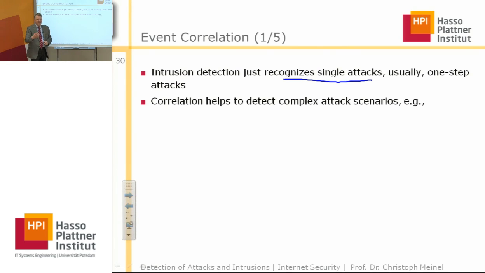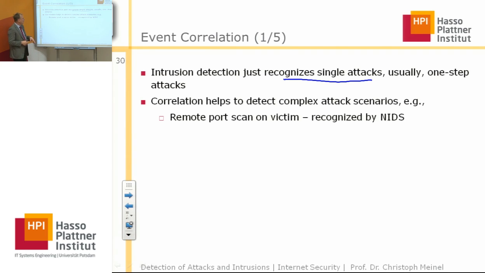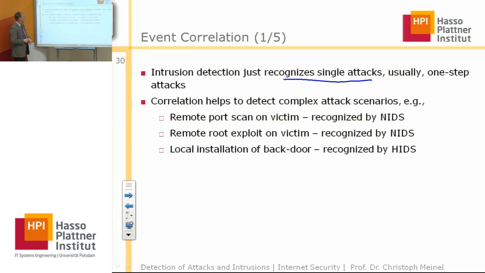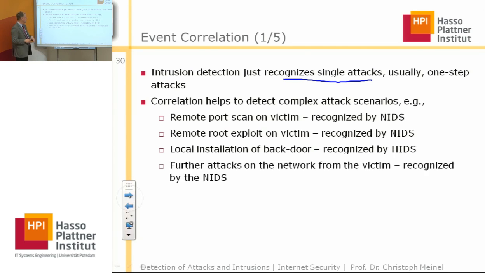So what is considered to be necessary is to find out whether single attack steps correlate to a complex attack scenario. For example, a remote port scan on a victim system can be recognized by a network-based intrusion detection system. Then a remote root exploit on the victim system. The local installation of backdoor software is recognized by the host-based intrusion detection system.